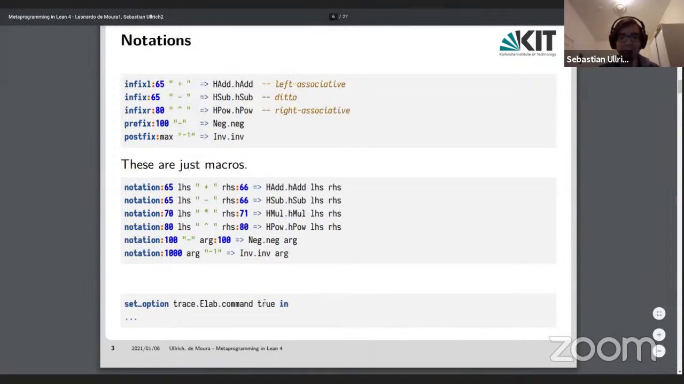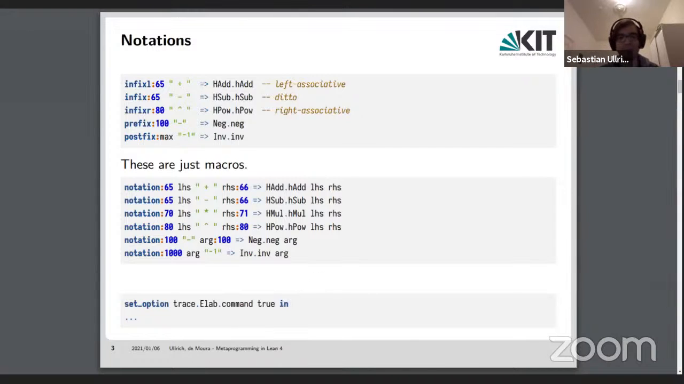And just one very nice feature, I think, in Lean 4. I'm not sure if you can actually see my pointer, but this in keyword you can now use after set option sets an option only for the next command. And this is simply a macro for a section that includes the set option and the command. So that's just one more nice application of macros.